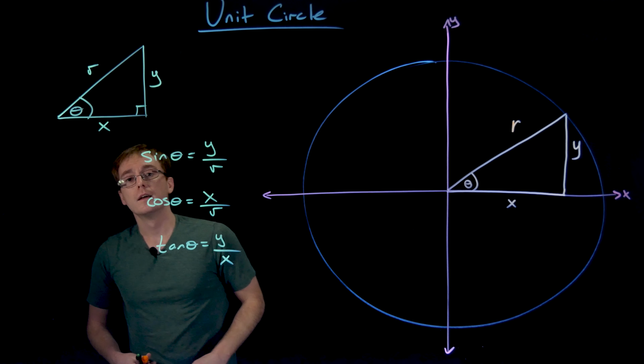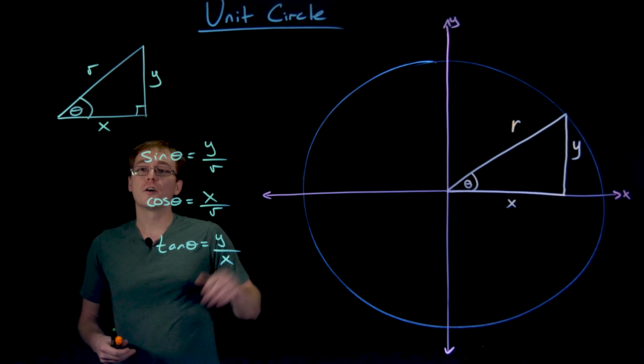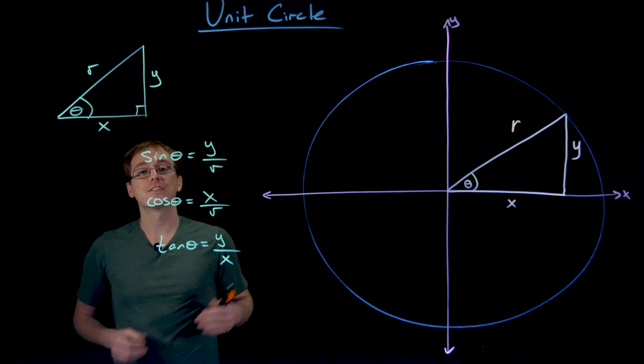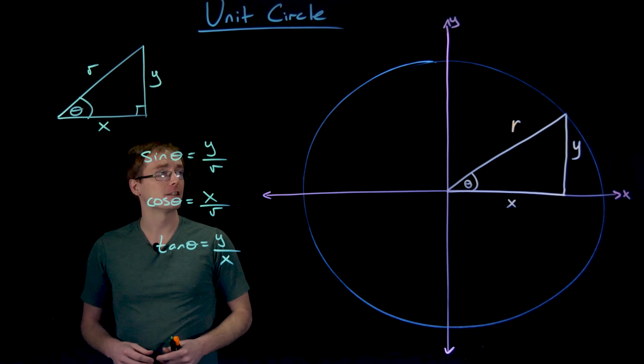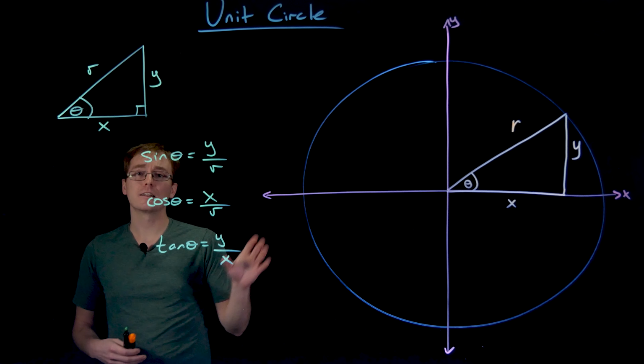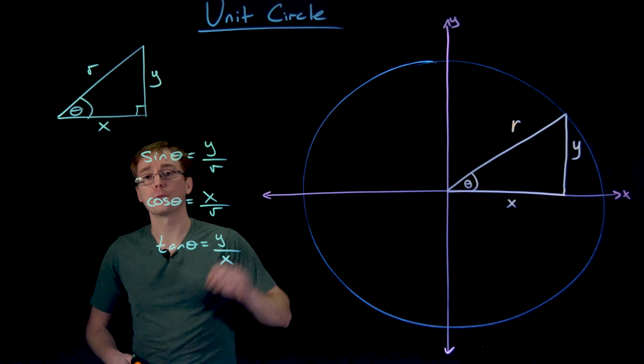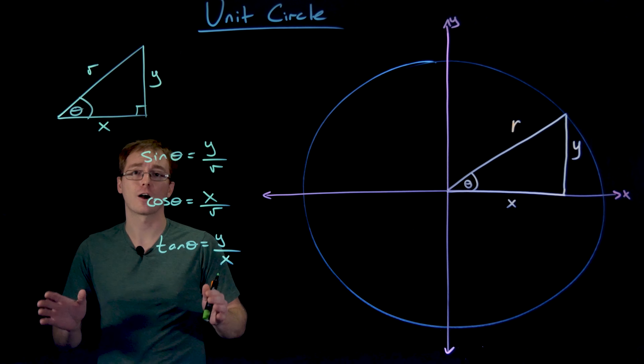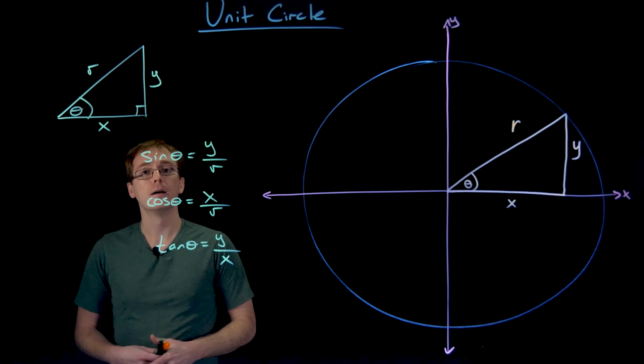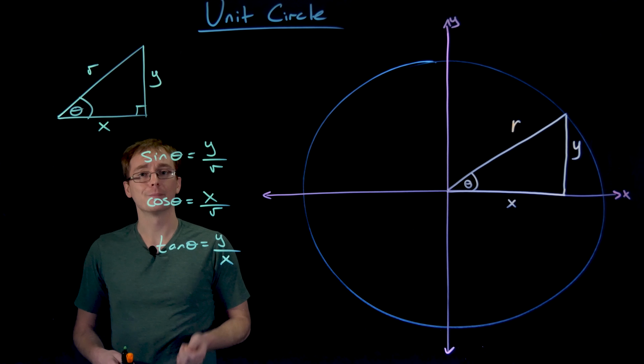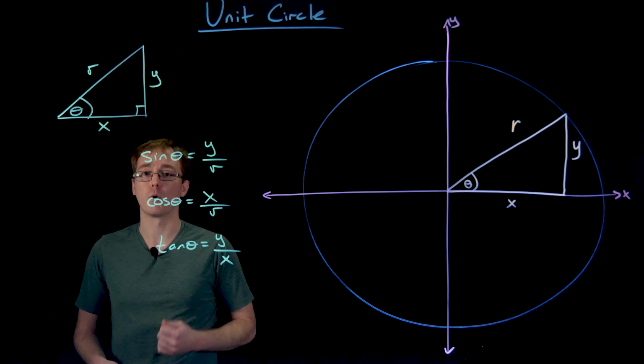Alright, so I've gone ahead and drawn our right triangle and embedded it inside of our circle, but I'm going to modify this picture just a little bit here. And so technically this process could work no matter what the radius of our circle is, and we'll talk about that a bit more later on. But the unit circle is really special because it has a radius of 1.